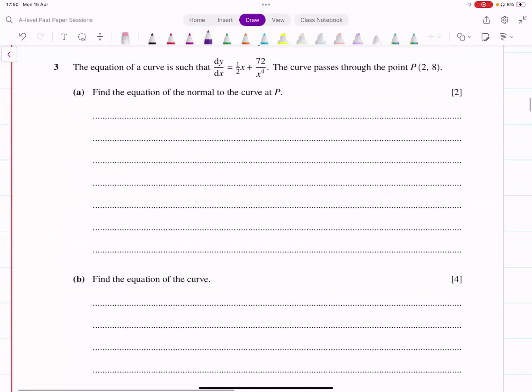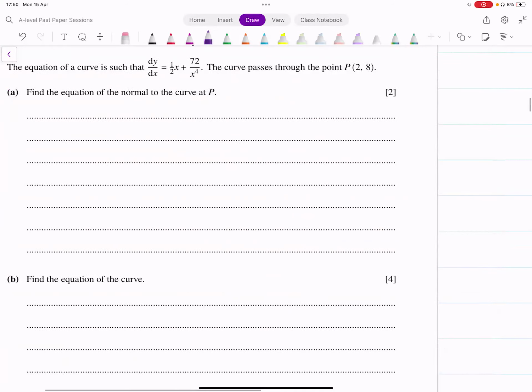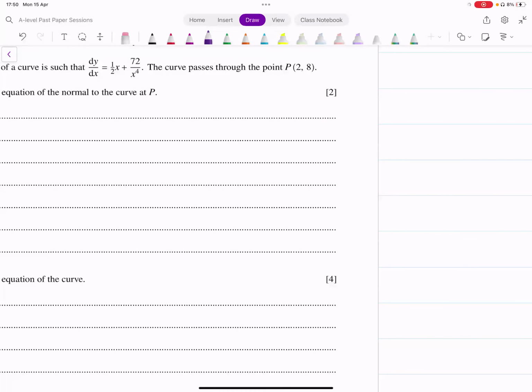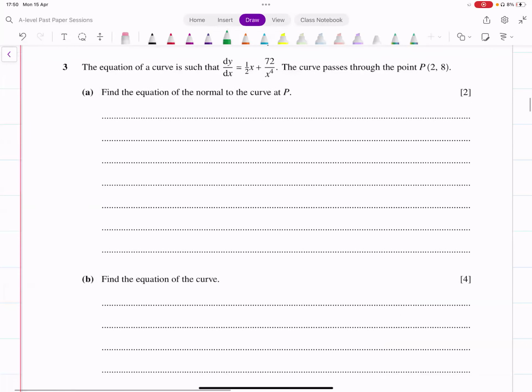Question number 3. So now we have the equation of a curve that is such that dy over dx equals this. The curve passes through the point P. That's what we're given. We need to find the equation of the normal to the curve at the point P. So we have some curve. What we are looking for is the equation of the normal to the curve at a point P. Now, we don't know what the curve looks like. Just to understand the situation better, I can make a rough sketch like this. Let's say this is what the curve looks like. So there's some point P somewhere. This is the point P, let's say. And this point P has coordinates 2 and 8.